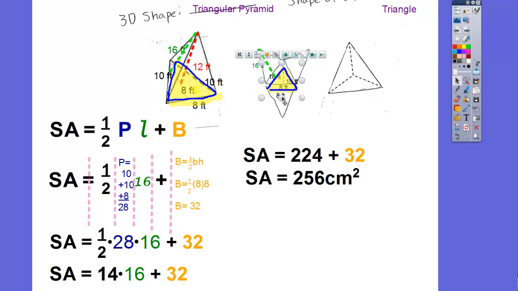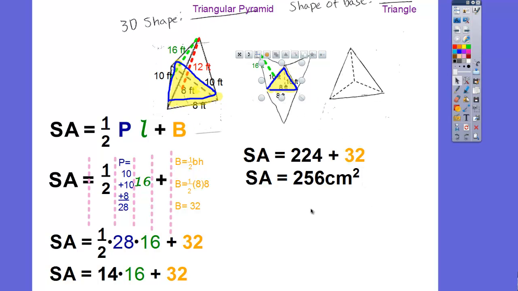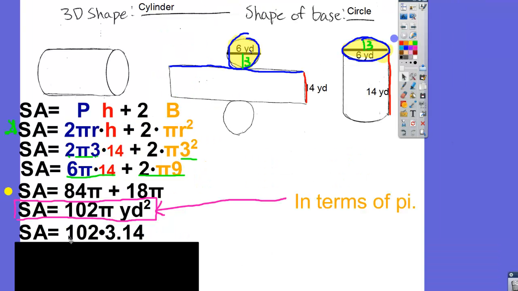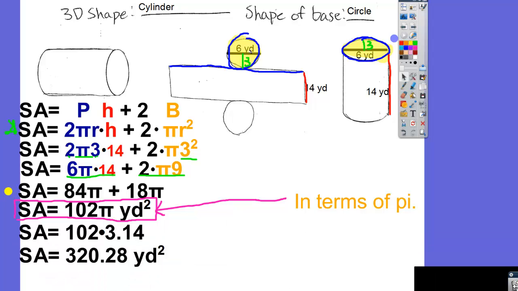We're done. But what if they don't ask you for it in terms of pi? Well, then you need to plug in pi, and we know pi stands for 3.14. It's on your formula chart if you don't know. So I can finish this by multiplying 102 times 3.14. And if I multiplied that out, which you would do on your own on the side, you would get 320 and 28 hundredths yards squared. So if I don't want my answer in terms of pi, then my final answer would be 320.28, 320 and 28 hundredths yards squared.